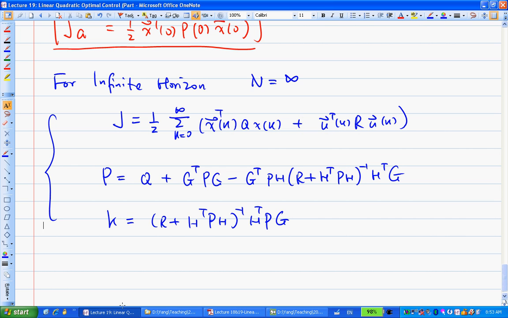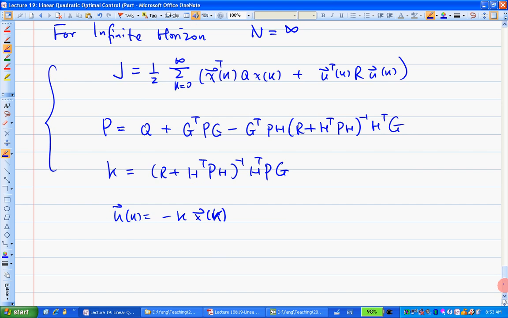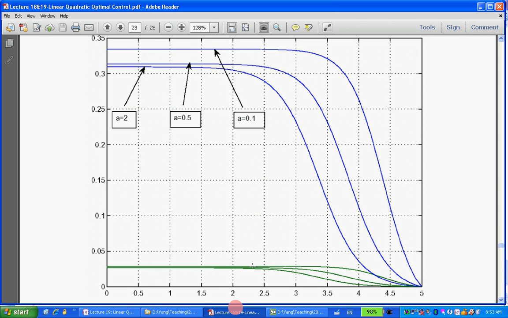So what's the K then? Remember, u of k equals negative K times x of k, right? If x of k is a 2 by 1, then this guy is going to be what? 1 by 2. So K has 2 values basically. So the plot here is the plotting of the 2 values. I'm not sure which one is which now, but it's the plotting of the 2 components of the gain matrix K.